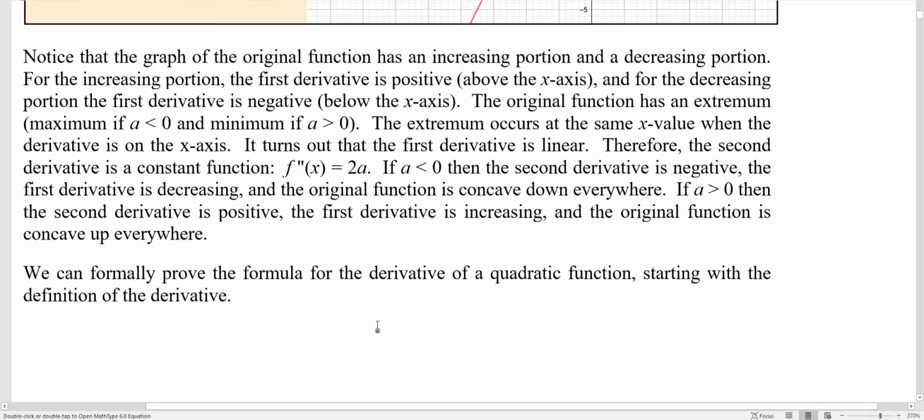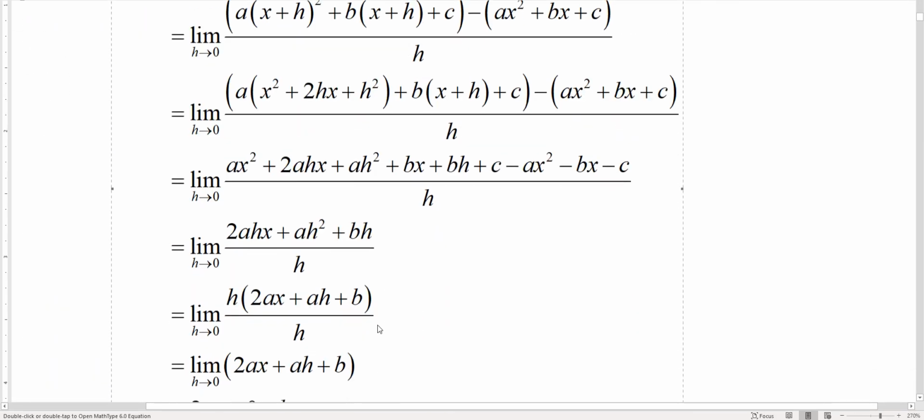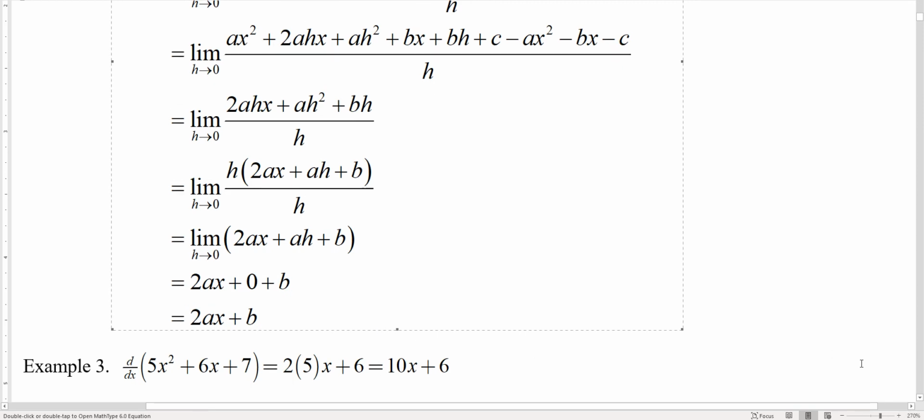Okay, let's apply that in a specific example now. So here's an example. The derivative of 5x squared plus 6x plus 7. It's 2 times the a, 2 times 5, and then times x to the first power. So 2 times 5x, so that's 10x. And then plus the coefficient of the x term, which is 6. And then the 7 goes away. The derivative of the constant function is 0.